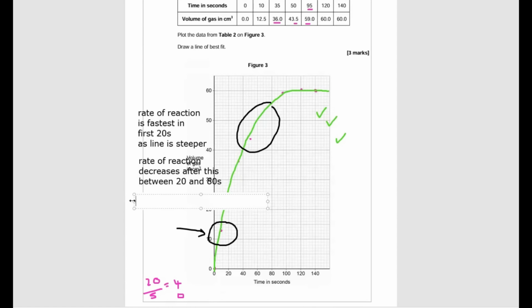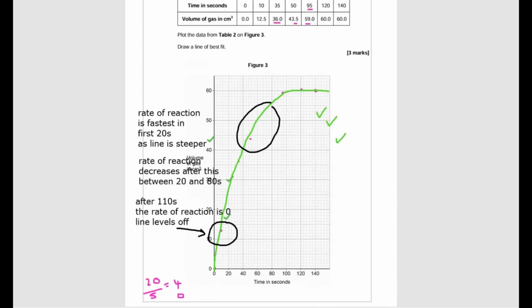And then the final mark, the reaction has stopped. The rate of reaction has reached zero at 120. So before that, it's really just after 100 seconds, maybe 110 seconds, something like that. So after 110 seconds, let's say, the rate of reaction is zero. The line levels off, so it's no longer reacting. So quickest at the start, then it slows down, then it reaches zero. And that will get you 3 marks for the description.